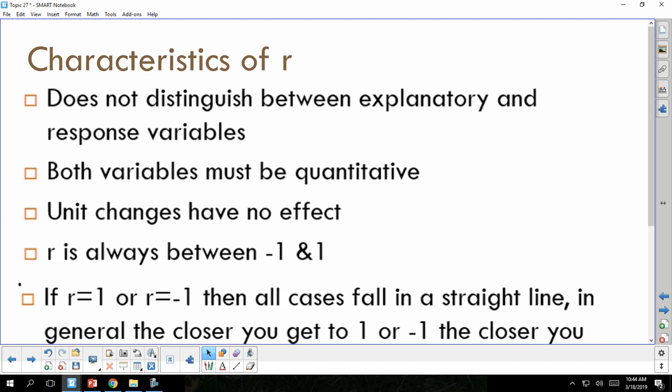Can you kind of further explain that first one? So in creating your scatter plot, if you put your explanatory variable and response variable on opposite axes, right, you're still going to get the same R. So it doesn't matter. You don't have to determine explanatory and response.